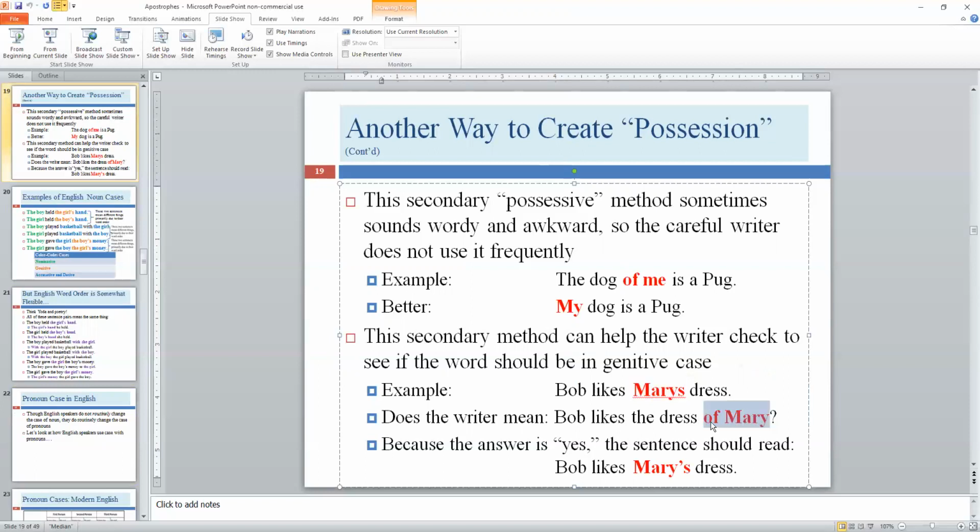Because if this is what he means, if he means the of blank construction, this is the same thing as that, right? We've already decided those are equivalent in meaning. Different grammatical structures, but equivalent meaning. So if the writer means this, when the word Mary occurs before the noun that Mary possesses, we're going to need to have an apostrophe S. Let's assume that's what it means, because it seems to be what it means. So if the answer is yes, and we agree that what the writer meant was Bob likes the dress of Mary, then we have to add the apostrophe S right in front of Mary, because after all, we know that there's only one Mary in the story because there's only one dress.